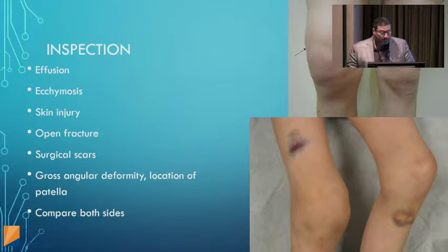So on inspection, you want to look for swelling or effusion, ecchymosis. Is there a skin injury? Keep in mind there can be a significant soft tissue injury, even if it's a closed injury. You can look at bruising. If you see dimpling, that's usually indicative of a fracture that's buttonholed through a fascia. You want to look at surgical scars. You want to get an idea, does the leg look crooked or does it look straight? And usually, but not always, there's an opposite side to compare to.